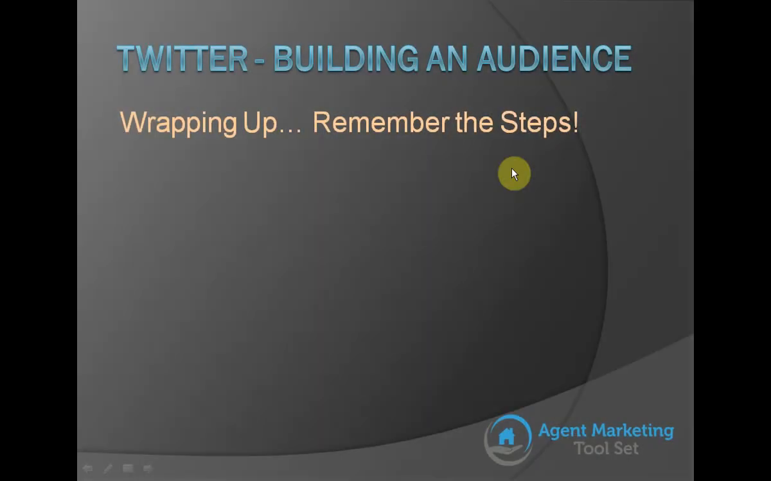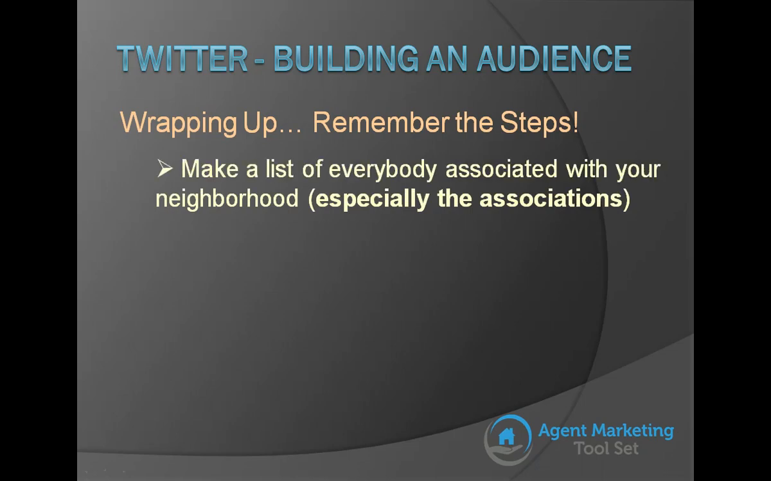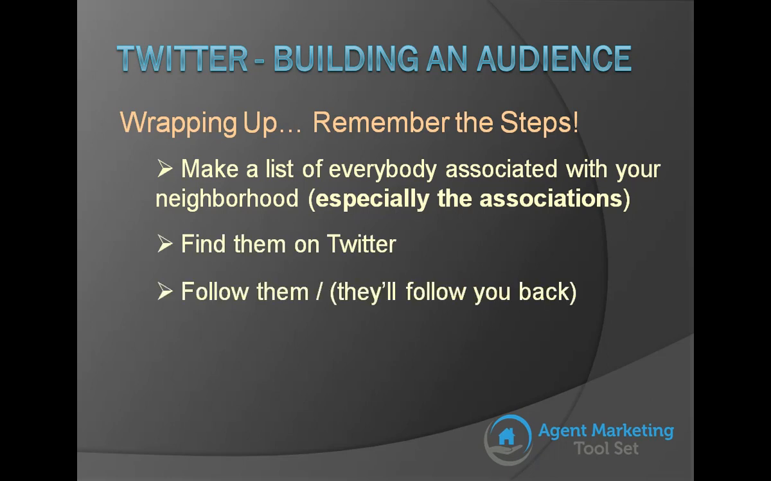Okay, wrapping up here, I just wanted to summarize everything that we did. Essentially, what you need to do is make a list of everything local that's associated with the neighborhoods where you sell real estate in, especially the associations. As I said before, the associations are the best, because people who follow the neighborhood associations or the neighborhood communities are the more responsible homeowner types. That's your target audience. Find them on Twitter, follow them. More than likely, they'll follow you back.